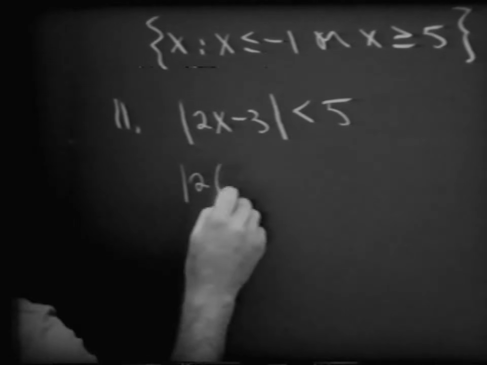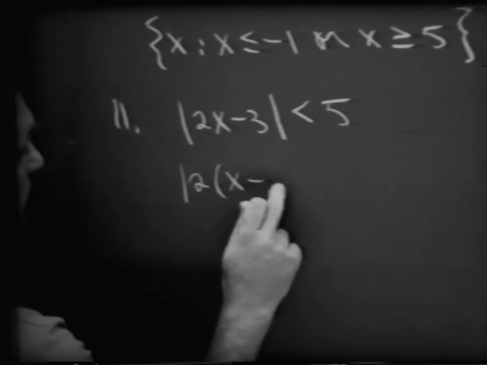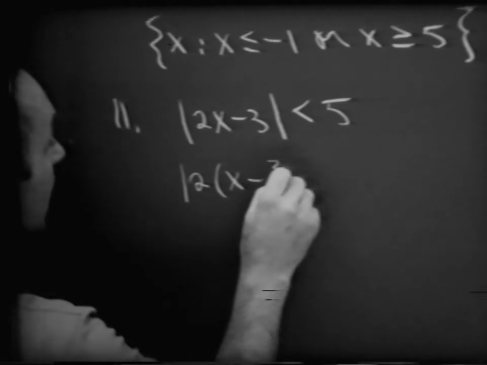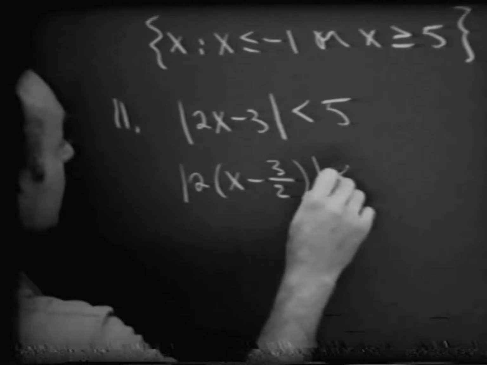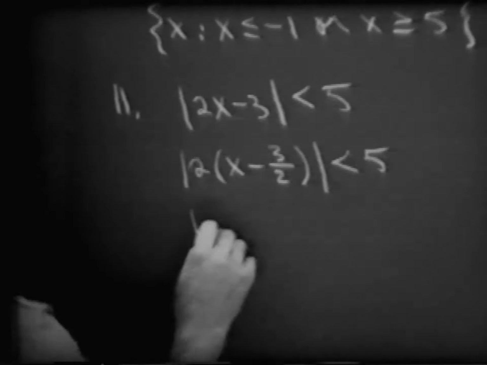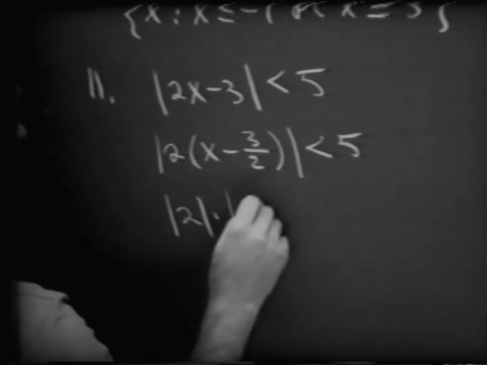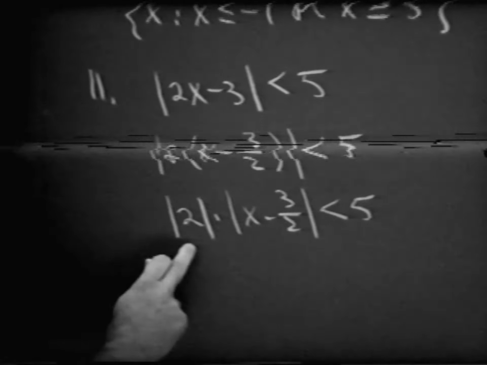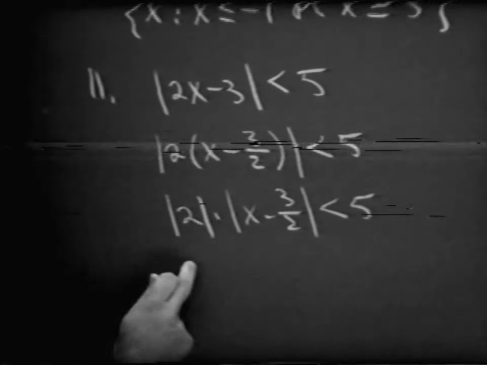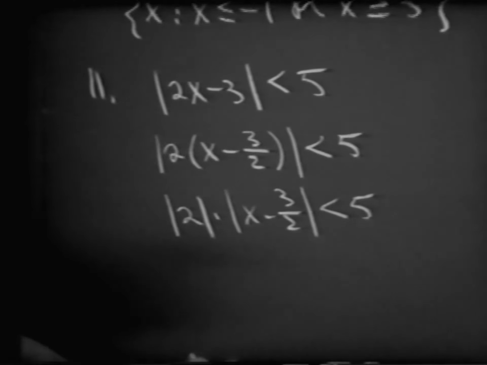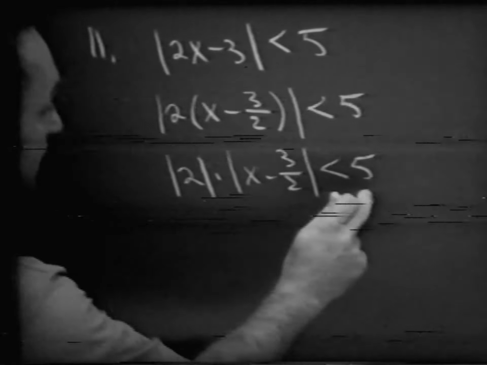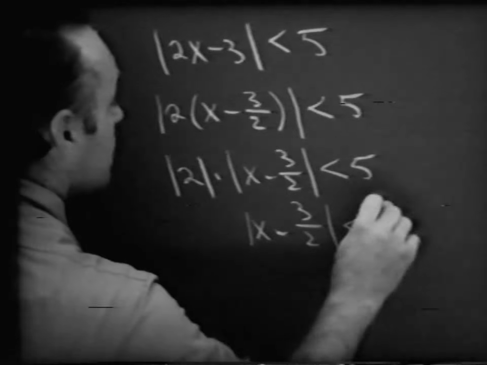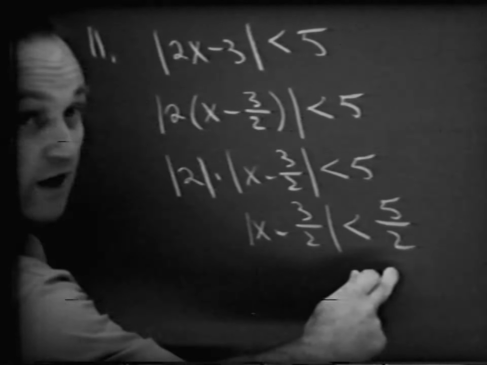Let me write this as 2 times x minus, now give me a number here in which 2 times that number is equal to 3. And Bill? 1.5. 1.5, which we would rather write as 3/2, okay, is less than 5. Using our theorem then, this is the absolute value of 2 times the absolute value of x minus 3/2 is less than 5. The absolute value of 2 is 2. Let's then, what can we do to both sides of our inequality? We can, Brenda? Divide by 2. 2 is a positive number, so the sense of the inequality remains the same, and this then must be 5/2.